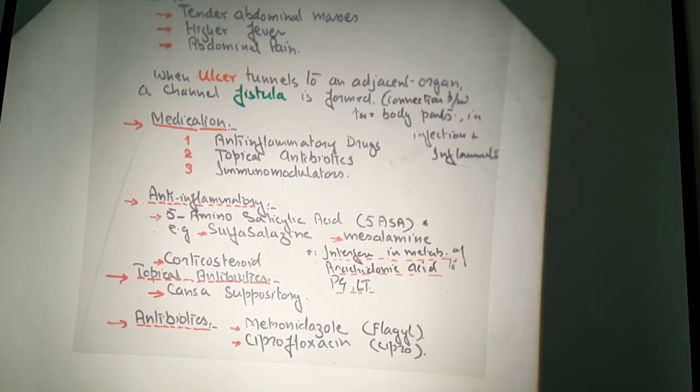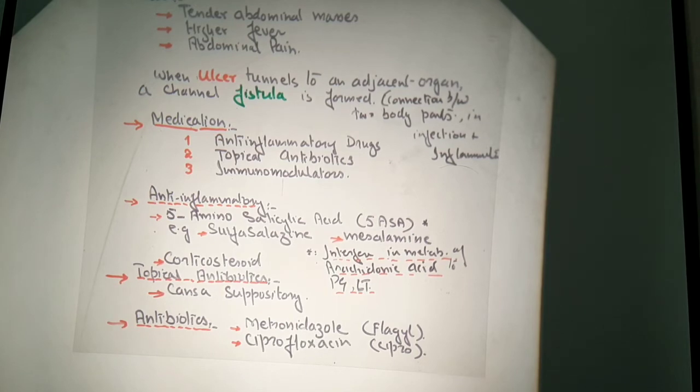Now, immunomodulators. What do you mean by immunomodulators? I just told you that during inflammatory bowel disease, there is an increase in the activity of the immune system, or the immune system becomes more active. So to suppress that, we have to use immunomodulators. Immunomodulators are those which inhibit or suppress the process of the immune system, right?